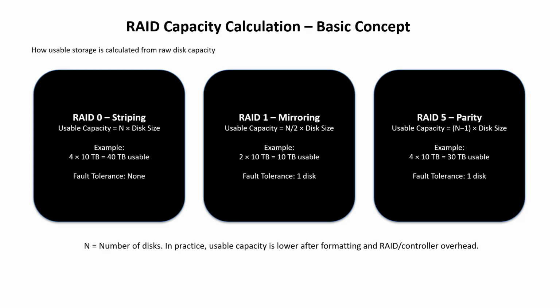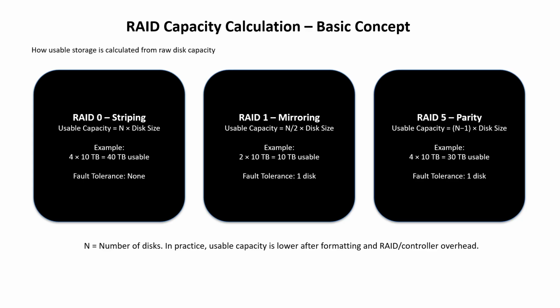For example, let us take four disks, each of 10 TB. How much will it be? 4 into 10 TB is equal to 40 TB usable capacity. You can see it in the slide. So RAID 0 gives us the full capacity of all disks.